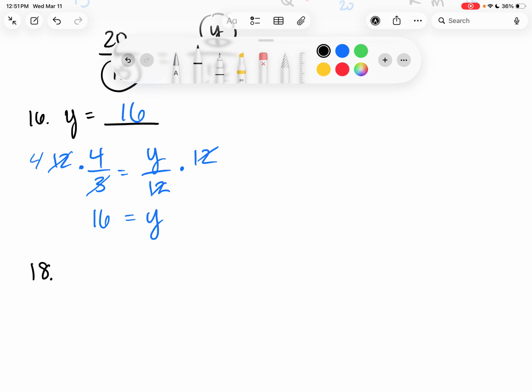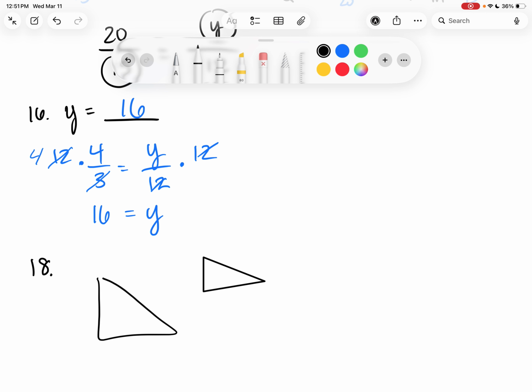So we have 2 triangles again. In some of them, they're going to give you side lengths. Some of them, they're going to give you angles. This is one where they give us angles. I know this one's hard to read. This one over here is 41, angle F.